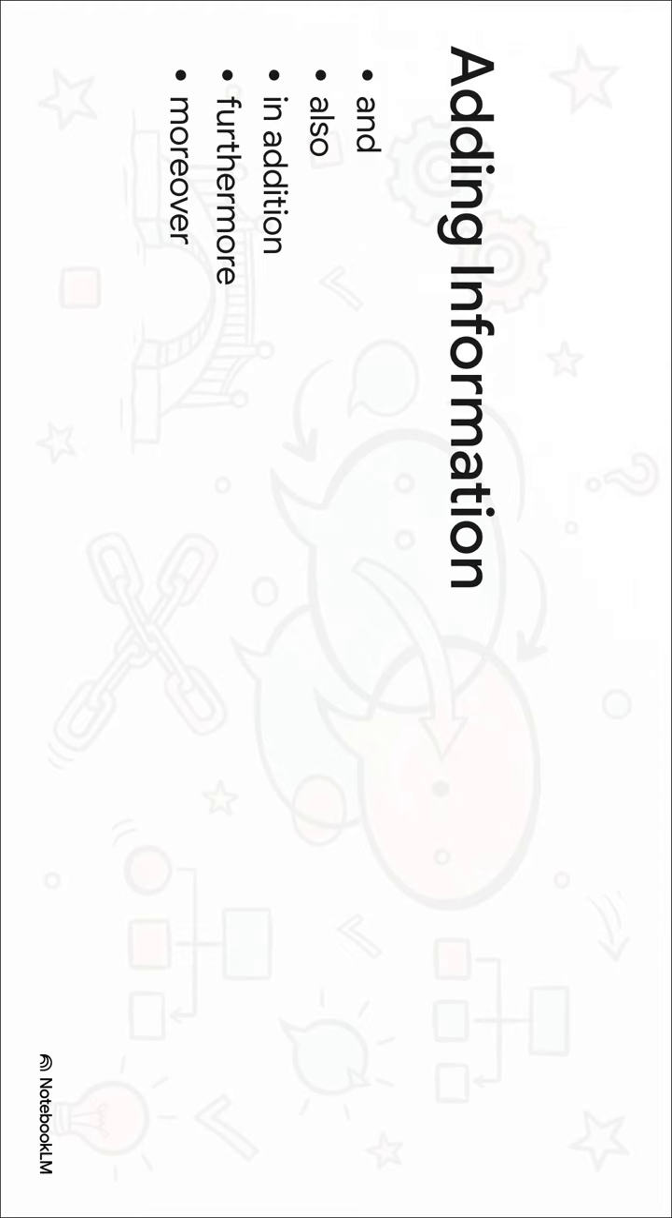Let's go back to our farm example. Instead of that choppy sentence, you could say, I work on a farm and I also take care of animals. See? It just sounds so much better, so much more connected.